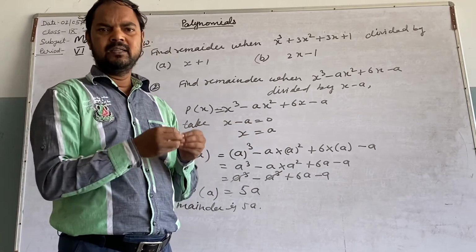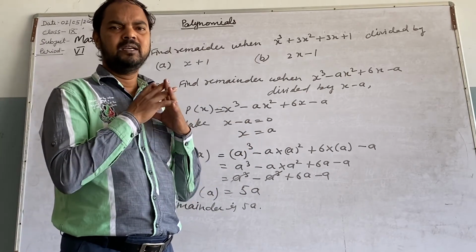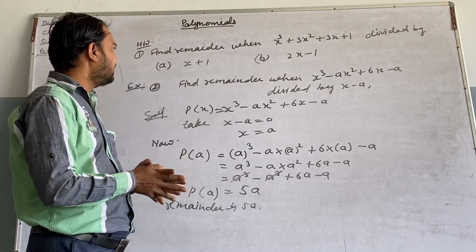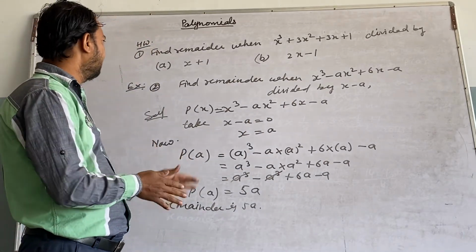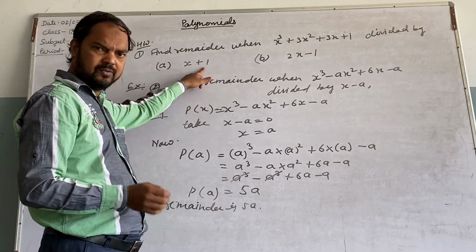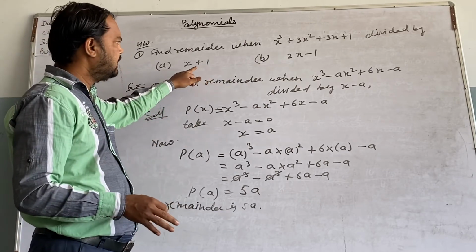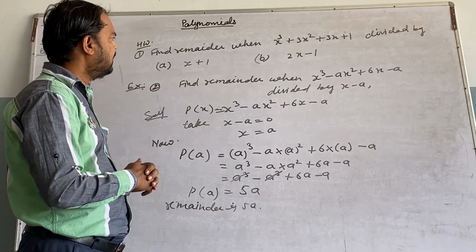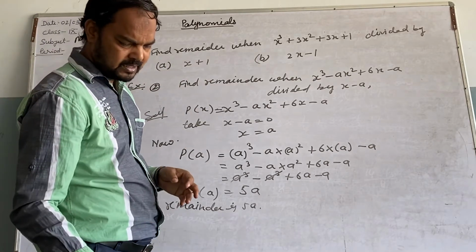If whenever we divide and the remainder is 0, then we say it is divided completely. So in this case we can say the divisor is a factor, right? Now let us take an example.